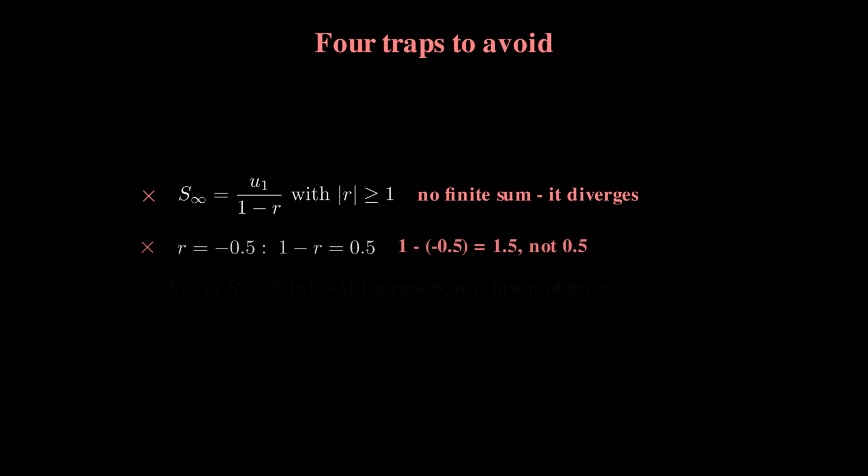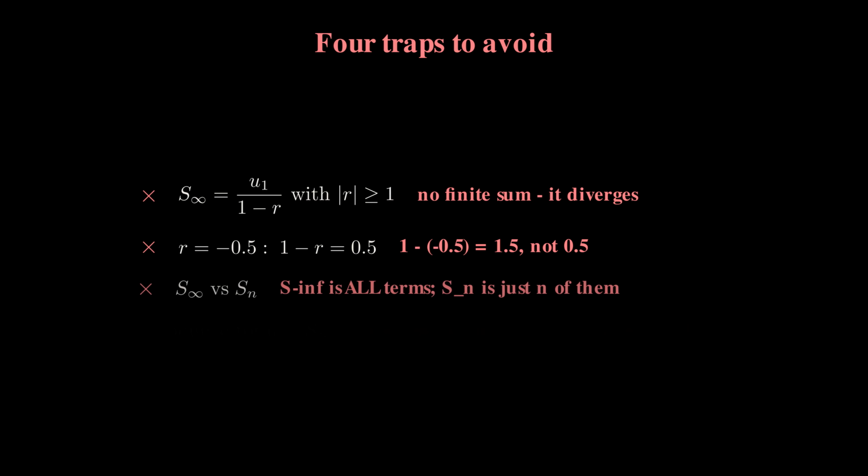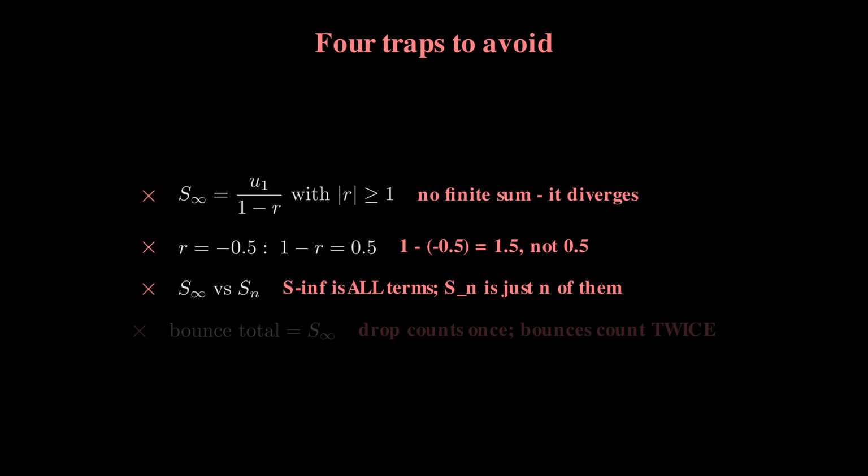Subtracting a negative adds. 3. Confusing S infinity, the sum of all the terms, with Sn, the sum of just the first n. And 4. In a bouncing ball problem, forgetting that the first drop counts once, but every bounce counts twice. Dodge these, and sum to infinity is free marks.